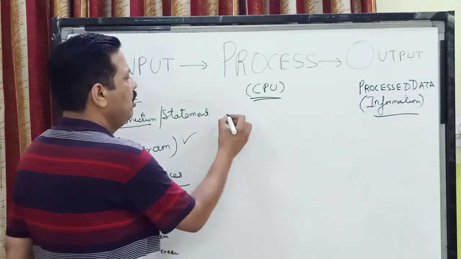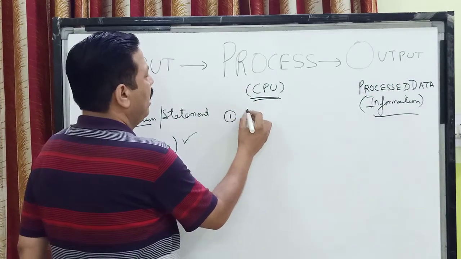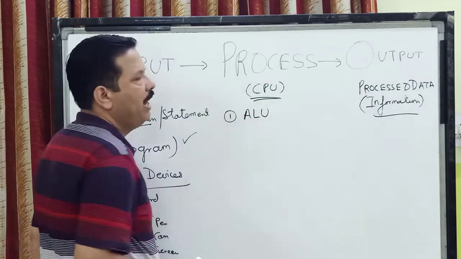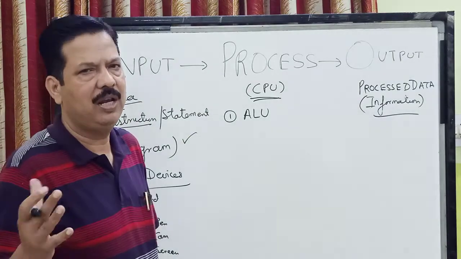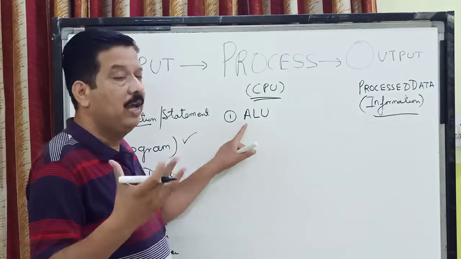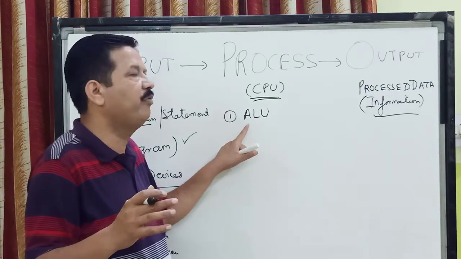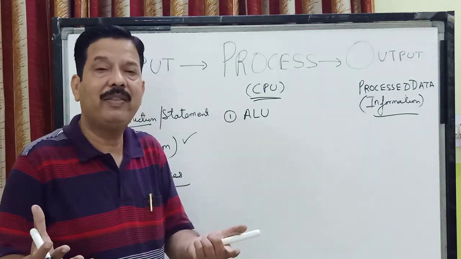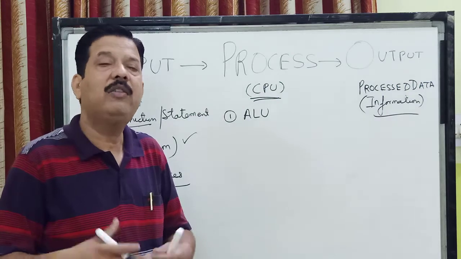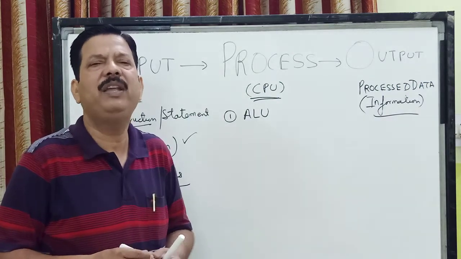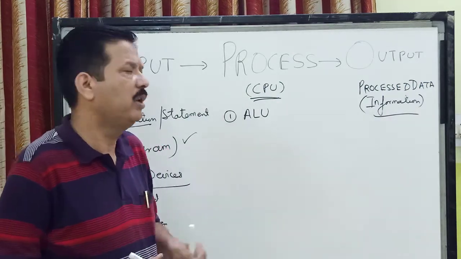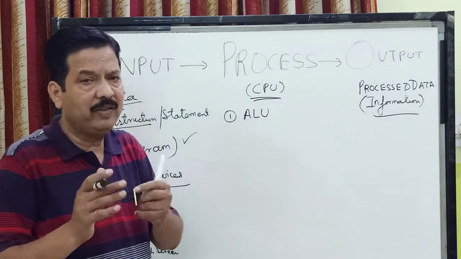It contains a unit called ALU. ALU, children, is the arithmetical logical unit. That means it is a hardware device in the computer which performs all the arithmetical tasks and all the logical tasks. Arithmetical tasks, children, you know, mean addition, subtraction, multiplication. And logical tasks, children, mean comparison.